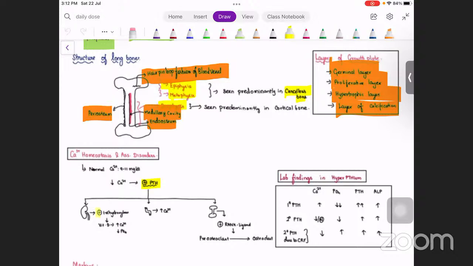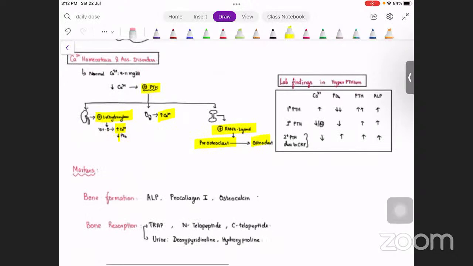One is your kidney, which stimulates 1-alpha hydroxylase, where vitamin D will be increasing the calcium and phosphate reabsorption. Apart from that, it may act on the intestine for dietary absorption of calcium. If nothing is working, then it stimulates the RANK ligand, which activates pre-osteoclast to osteoclast, and the osteoclast activates bone resorption and throws calcium from the bone into the blood in order to maintain it.